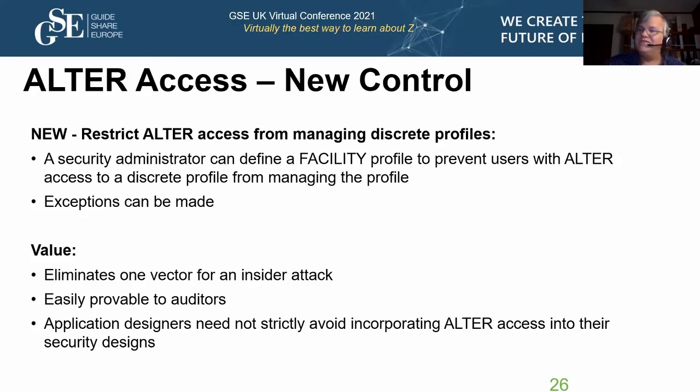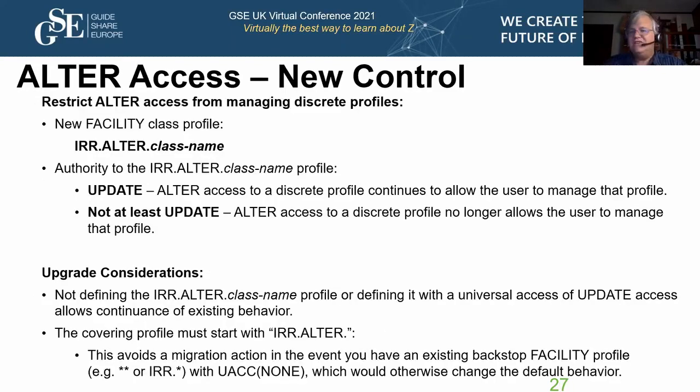Well, we're now giving folks a different way of ameliorating the issue that might occur if you have alter authority to a discrete profile. So here's what the profile is. It's a facility class profile, and the naming for this profile, the resource name, is irr.alter.classname. Now, if you don't define this profile, nothing happens. If you do define this profile, then update authority will allow that alter authority for profiles in that class to still have the administrative effect.